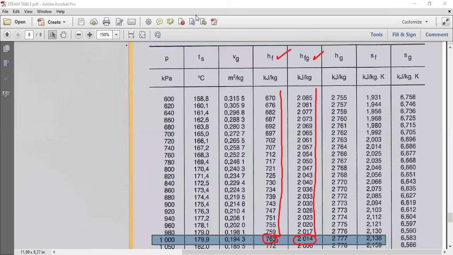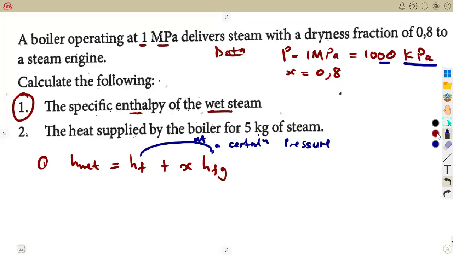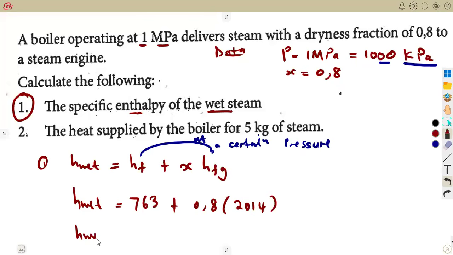So we are going to substitute these values that we are obtaining from there. Everything is there, guys. As long as you understand your steam tables, this is not going to be a problem. So what is your HF? We saw that our HF was 763. Then what about HFG? 2014. X is given, the dryness fraction. So remember your X is the dryness fraction, 0.8 times 2014. You just take the values that we saw from that one. So that is our H wet, enthalpy of what? Wet steam.